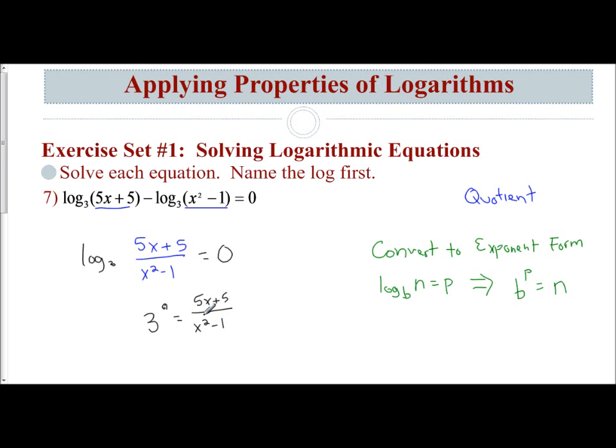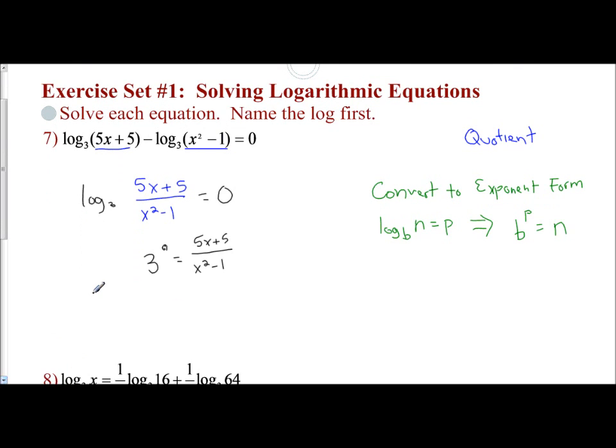So this is going to be fun to solve. First thing I would do is simplify. What is 3 to the 0 power? Well, anything to the 0 power is 1. And so I really have 1 equals 5x plus 5 over x squared minus 1.